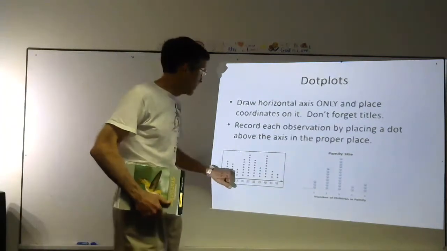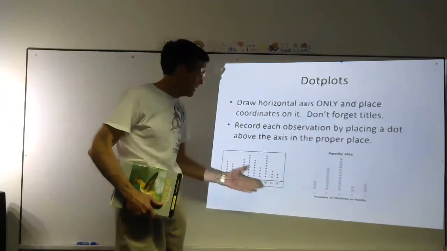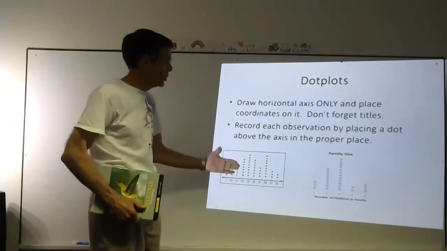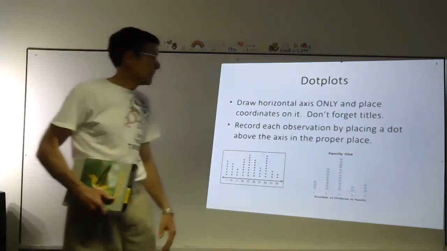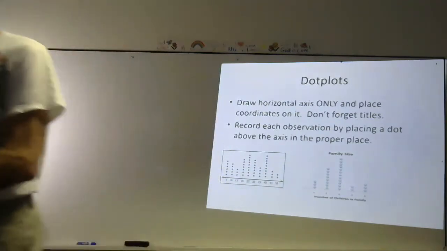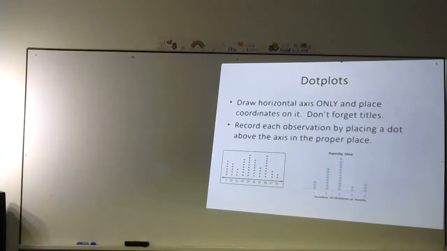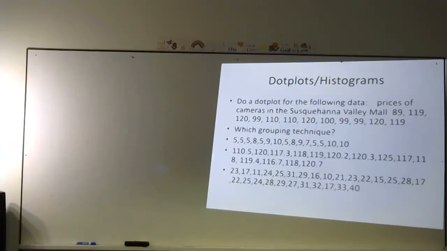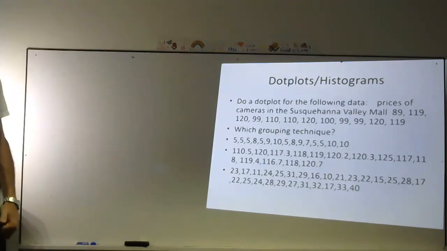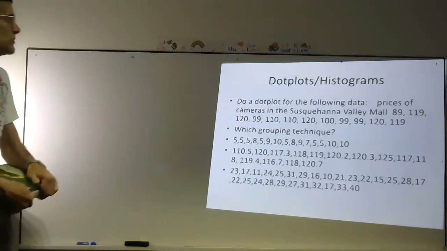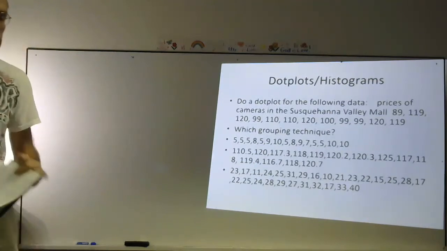Then you simply put a dot for each one of the data. And the dot plots should look like bar graphs if you do them correctly. Pretty easy stuff here. That's one real fun part about statistics. Chapters 1 and 2 are incredibly easy. 3 and 4 get a bit more interesting. So now let's do a dot plot for the following data.